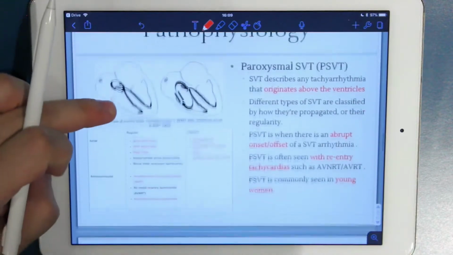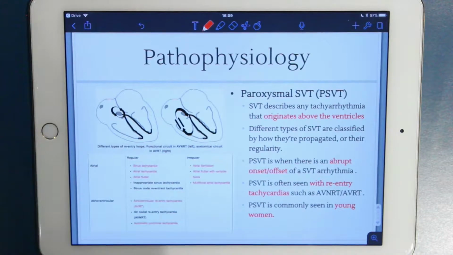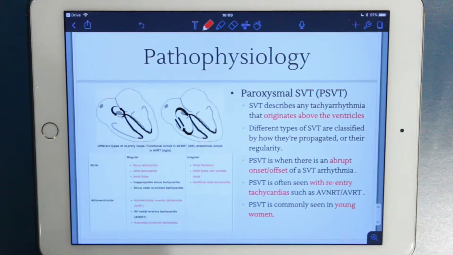So what is SVT or PSVT, which is the global diagnosis that we see in this patient? SVT describes a tachyarrhythmia originating above the ventricles. Okay, these arrhythmias are classified based on how they're propagated and therefore how their waveforms look on ECG.